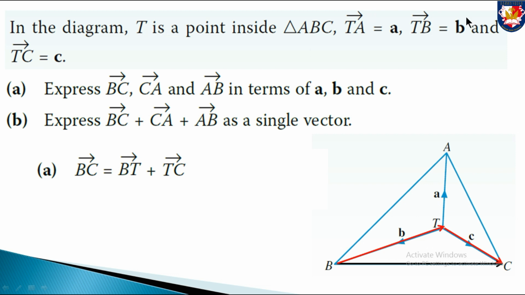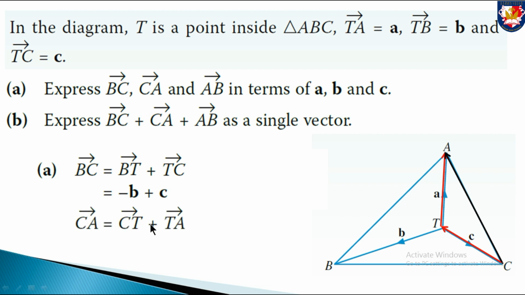Vector BT is equal to vector negative b because b equals TB. If BT is negative of b, as you can see here, b in this direction and then BT in this direction, so the opposite direction. And vector TC equals vector c. So BC equals negative b plus c. Next, vector CA. This is vector CA. See vector CA as a vector resultant. Vector CA is a vector resultant of vector CT and vector TA. We can write vector CA as vector CT plus vector TA. We know that CT equals negative c because c equals TC, and TA equals vector a. So CA equals negative c plus a.